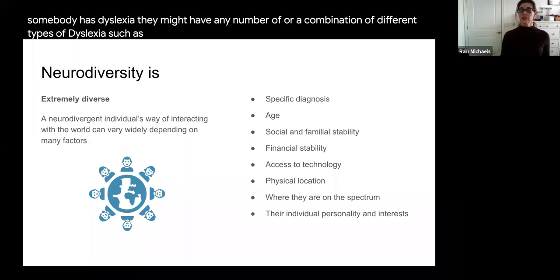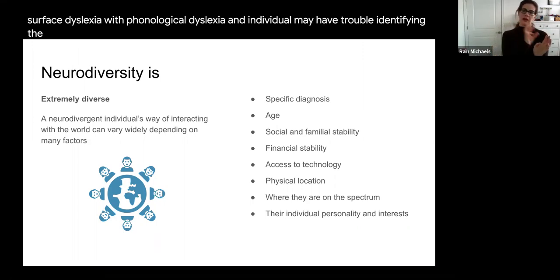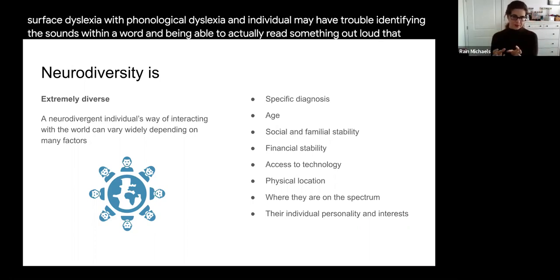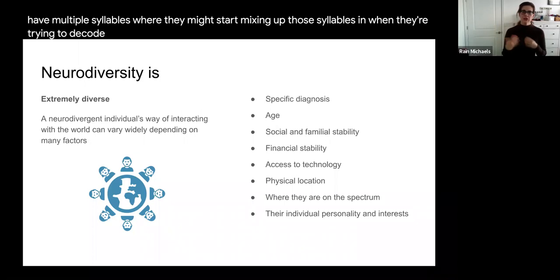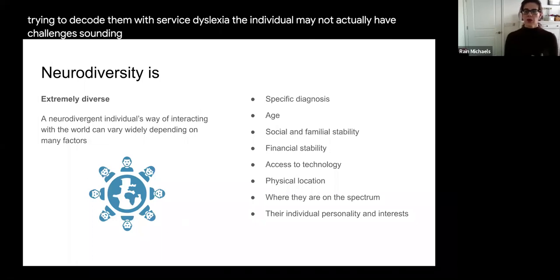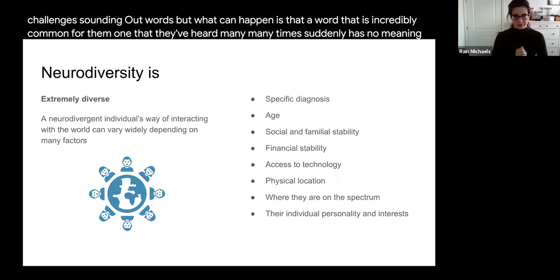such as some of the most common, which are phonological versus surface dyslexia. With phonological dyslexia, an individual may have trouble identifying the sounds within a word and being able to actually read something out loud that might have multiple syllables, or they might start mixing up those syllables when they're trying to decode them. With surface dyslexia, the individual may not actually have challenges sounding out words, but what can happen is that a word that is incredibly common for them, one that they've heard many, many times, suddenly has no meaning. Then just thinking, what is that? Why? I don't know.